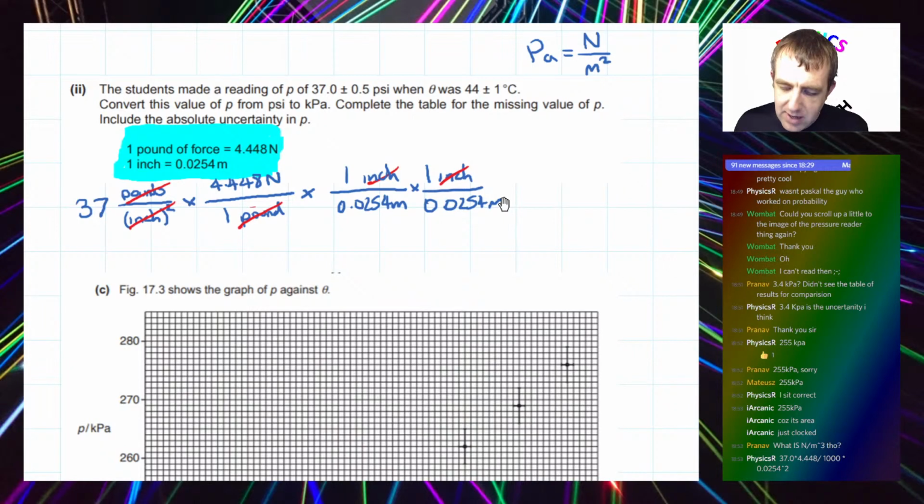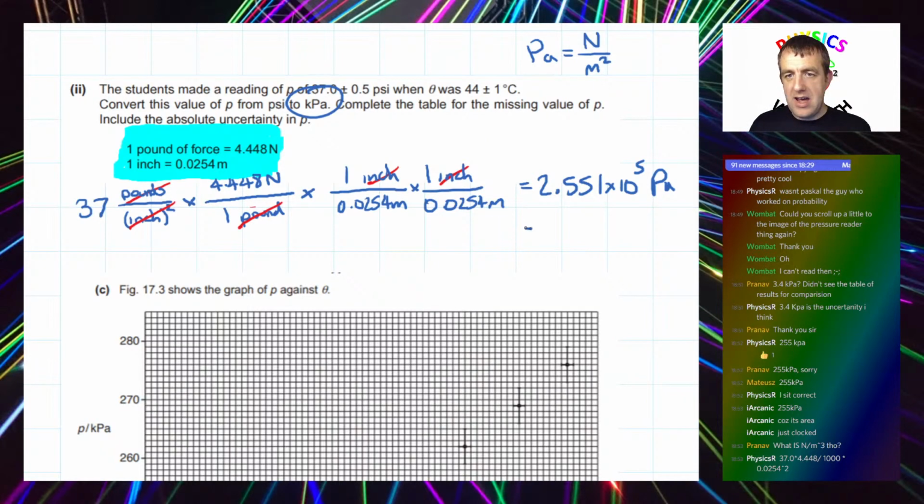So now I grab my calculator and I type in 37, enter 4.448 times 0.0254. I'm going to square it, because if I can find my square button, I'm not used to using this calculator. I think that's it. And then divide. And I get, in pascals, be careful of this, 2.551 times 10 to the 5 pascals. But what does it want me to convert it into?